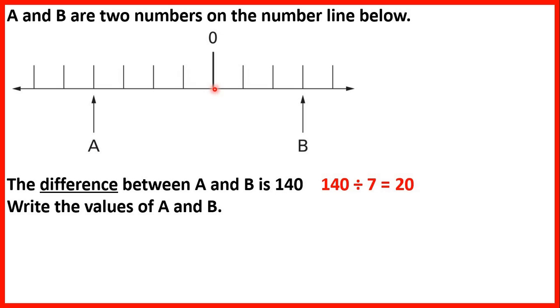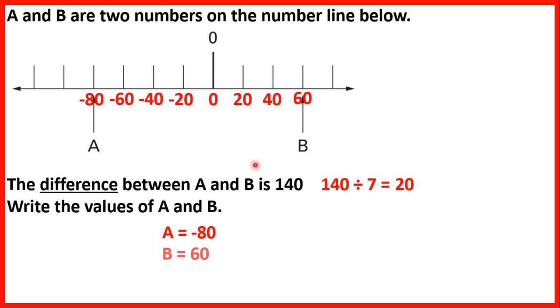So if we know that this point here is 0, we have 20, 40, 60, and then 20 less than 0 will be minus 20, and then we'll have minus 40, minus 60, and minus 80. So that means A is minus 80 and B is 60.